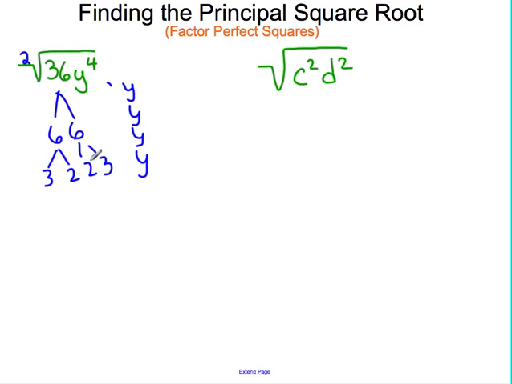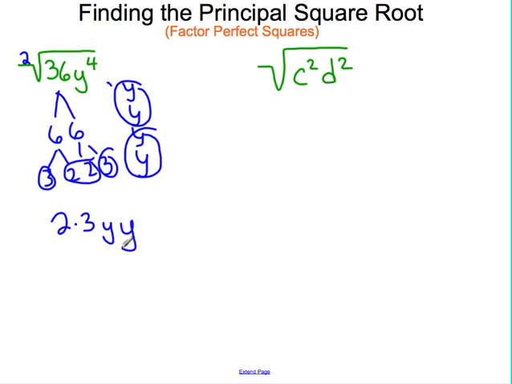So what I do is I look for pairs. There's a pair of 2's, so I can take a 2 out. There's a pair of 3's, so I can take a 3 out. Here's a pair of y's, so I can take a y out. And here's a pair of y's, so I can take this y out. When I multiply all these things together, I would have 6y squared. And that is the principal square root of the square root of 36y to the fourth.